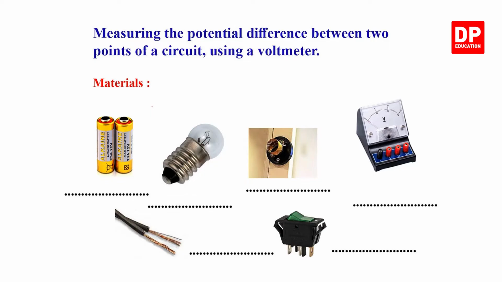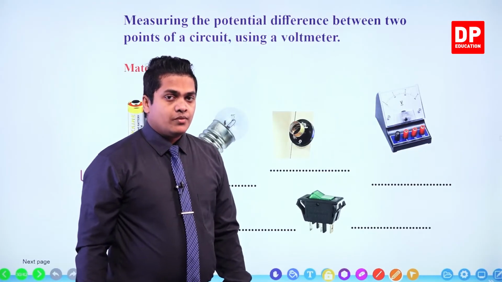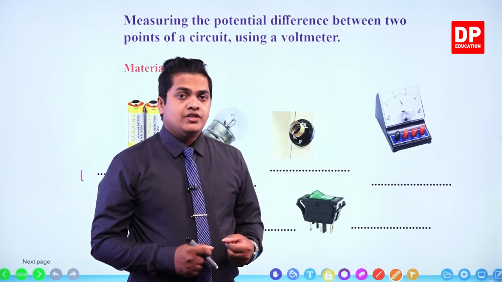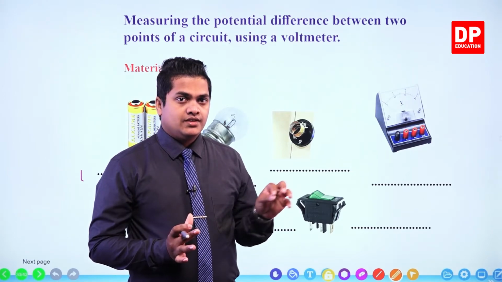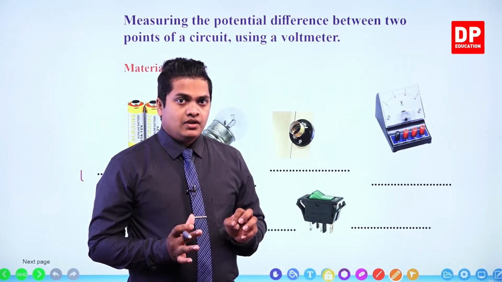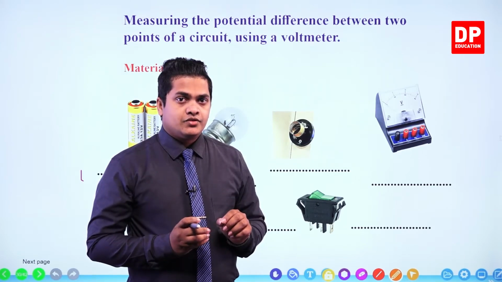Right, my dear children. Now we know how to measure the potential difference, right? We discussed how to measure the potential difference. Now in this activity, we'll be measuring the potential difference between two points of a circuit using a voltmeter. By taking an electric bulb or a torch bulb, we are going to connect it to a circuit using several dry cells.